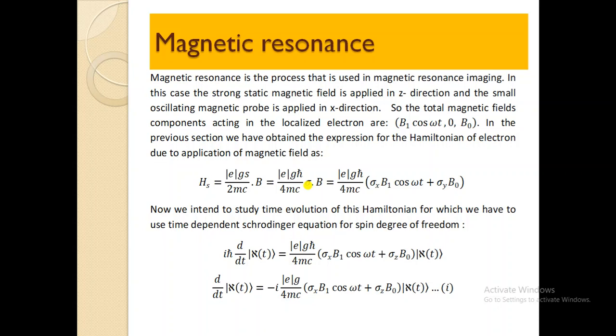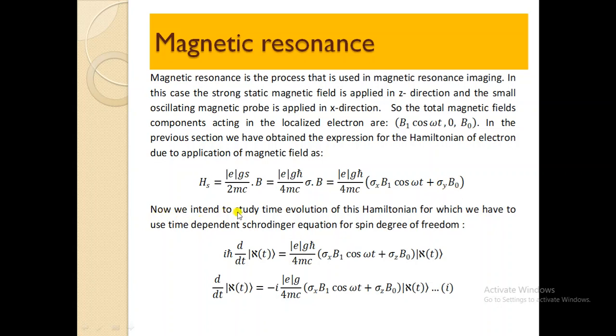Okay, since the magnetic field is applied along two directions, on multiplying this, what we get is sigma x and the component of the magnetic field along x direction, that is B1 cos omega t, and sigma y times 0, so the sigma y term becomes 0, plus sigma z and the component of the magnetic field along z direction, B naught. Sorry, this is z; by mistake it became sigma z B naught.